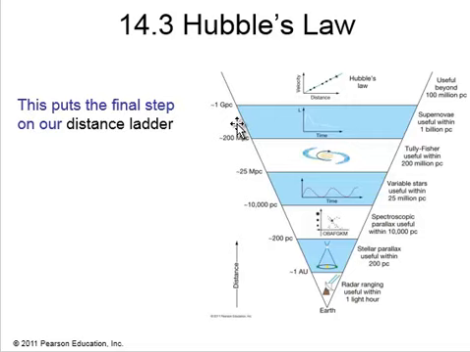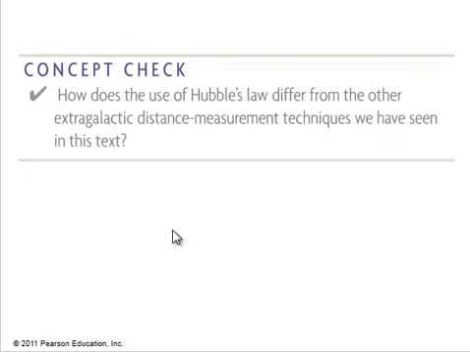All right, and so that leads us to our next concept check. How does the use of Hubble's law differ from the other extragalactic distance measurement techniques we've seen so far? I'm sorry that this text is in there again. Remember, I'm pulling this stuff from another textbook that you guys aren't using for the class. But you know what I mean.